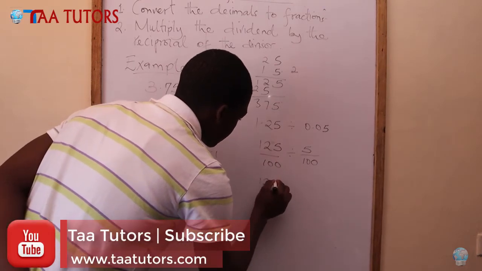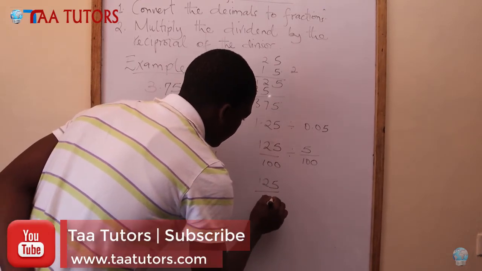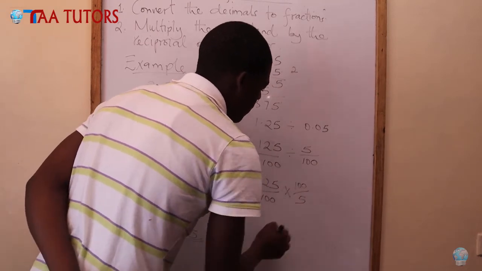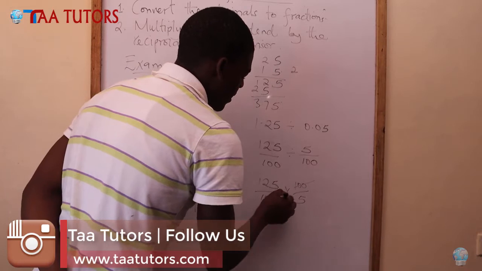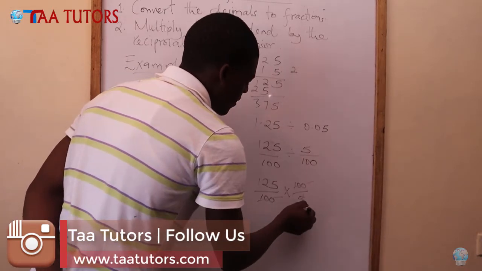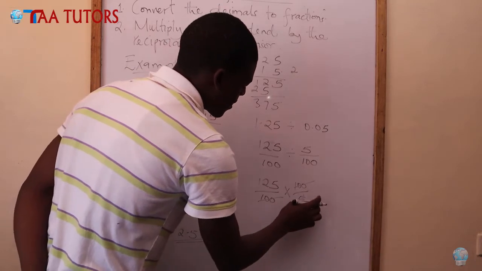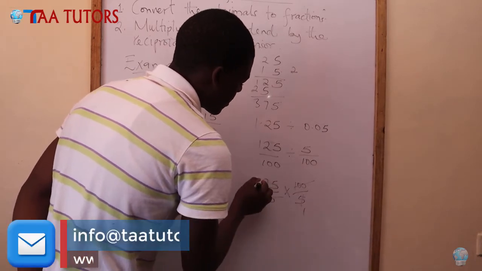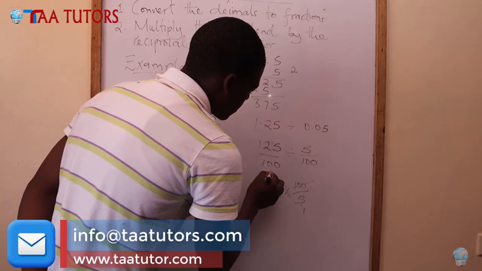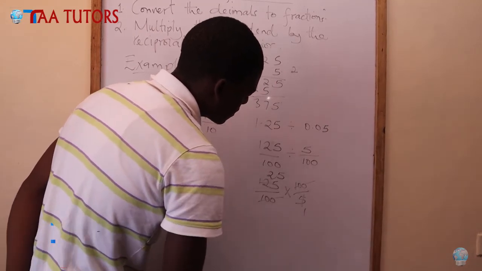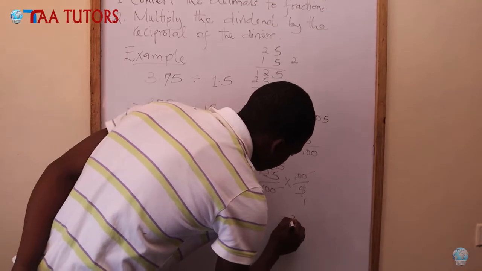We have 125 over 100 times 100 over 5. When we simplify where possible, 100 and 100 will cancel. Then when we divide both 5 and 125 by 5, 5 will divide 5 once. Then 5 will divide 125 25 times. So that our answer becomes 25.